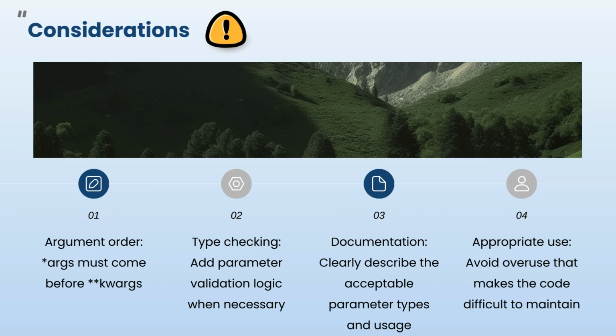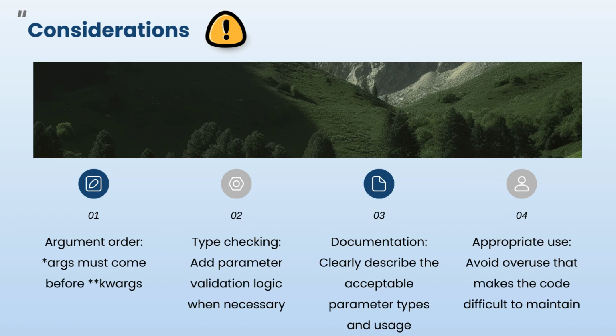Considerations. Parameter order. When defining a function, you must follow the parameter order rules. Asterisk arguments must come before double asterisk keyword arguments to correctly parse the arguments. Type checking. While variable arguments provide flexibility, in some cases, it's necessary to perform type checking on the parameters to ensure the function can correctly handle the input data and avoid potential errors. Documentation. To improve the usability of the function, you should clearly describe the types of acceptable parameters and their purposes. This helps users better understand how to correctly use the function.